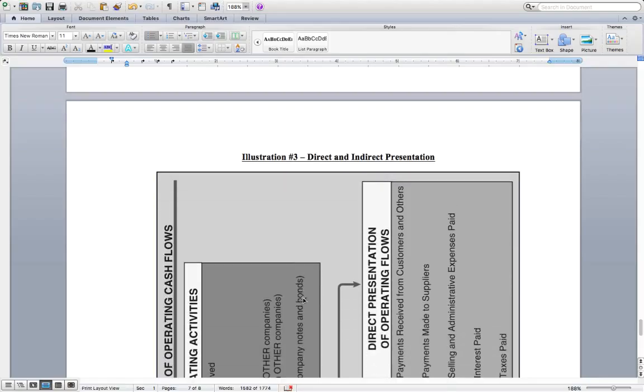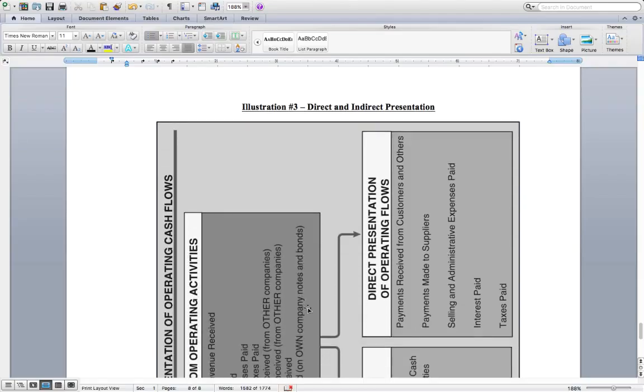And the last illustration just shows you a presentation difference between direct and indirect. The direct method is similar to how you will present investing and financing activities, and when we get into the example we will go through that.